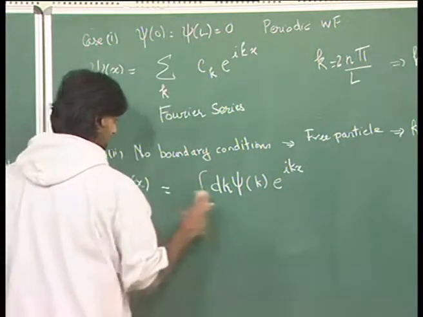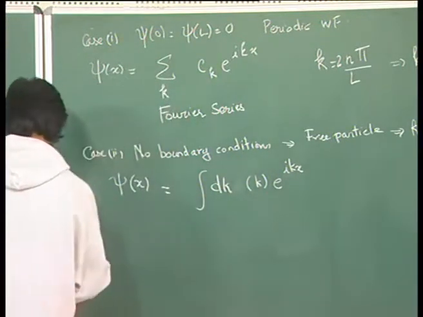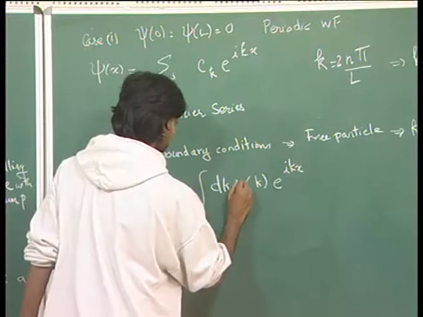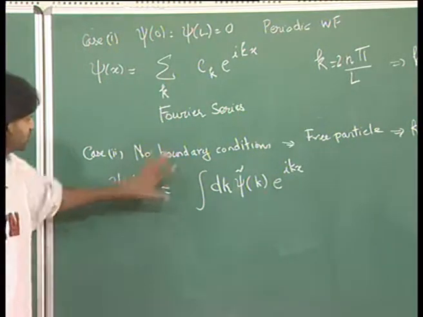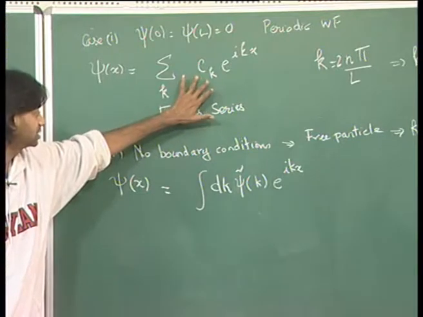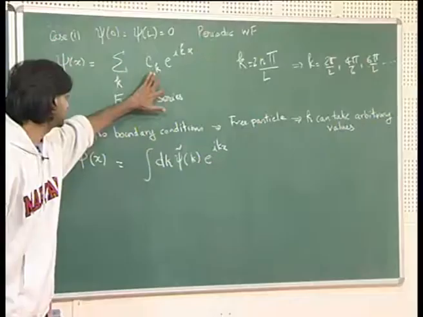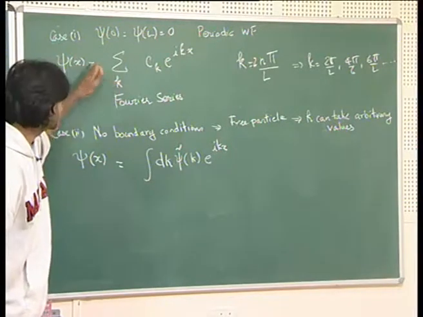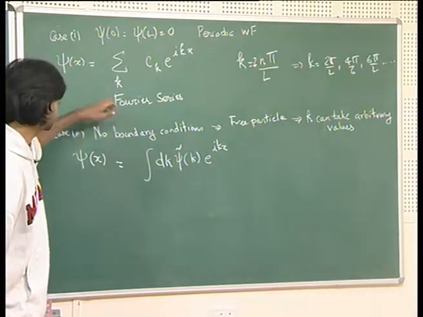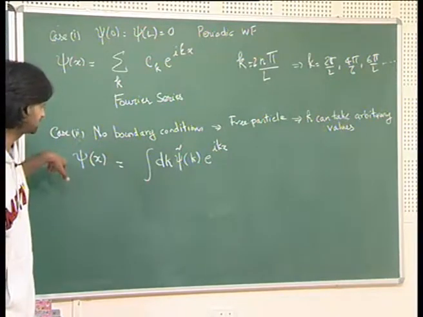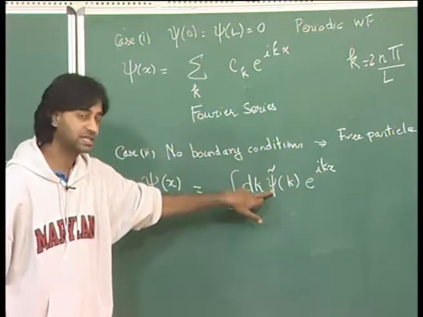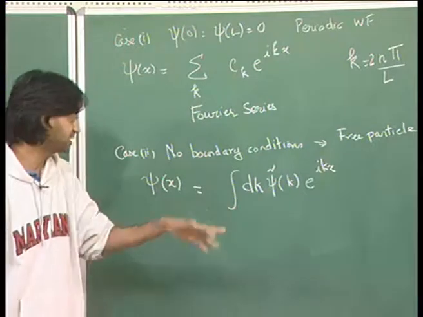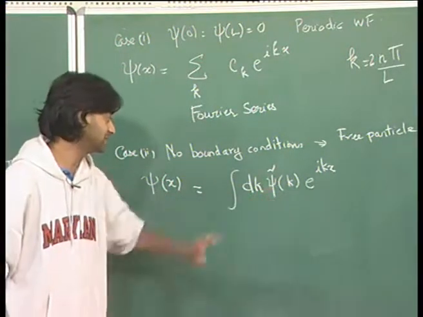No, okay, let me not use psi, I will use psi tilde. And you can clearly see what we are trying to do. Going from the discrete case, when the k values were discrete, you had a sum, which naturally corresponded to a Fourier series. Now, in the case when there are no boundary conditions, free particle, k can take arbitrary values, this sum becomes an integral, and this c k gets changed to some function of k, because k is continuously varying.